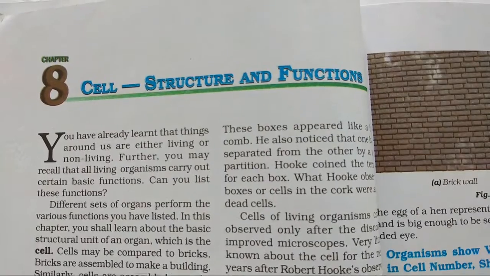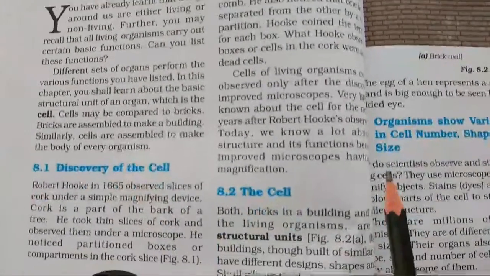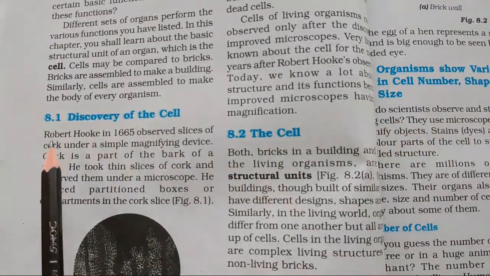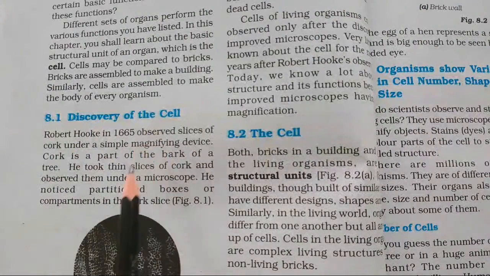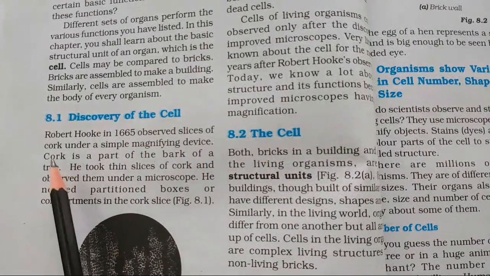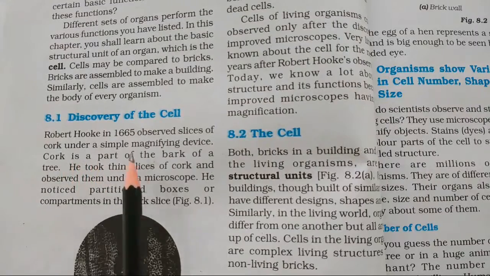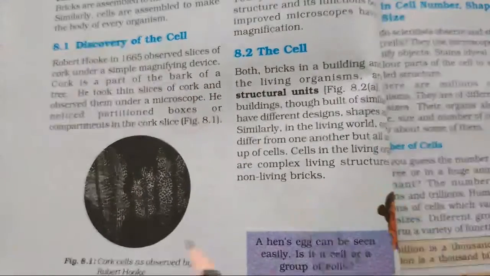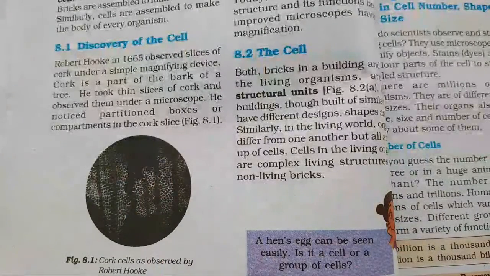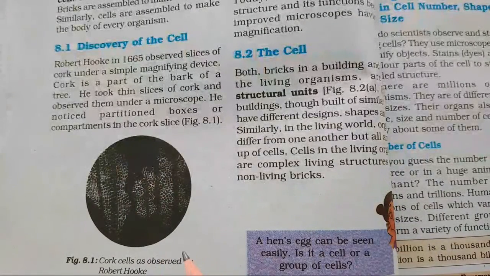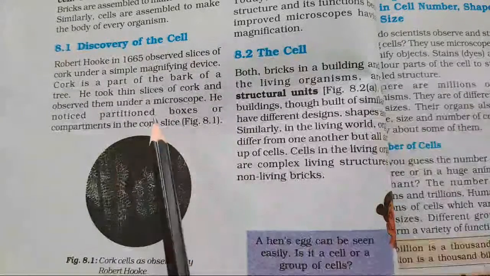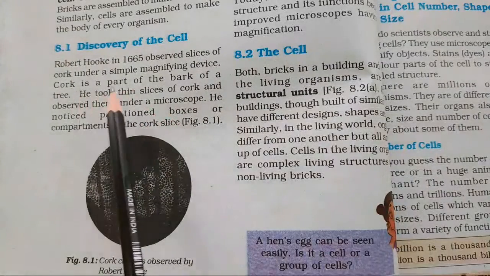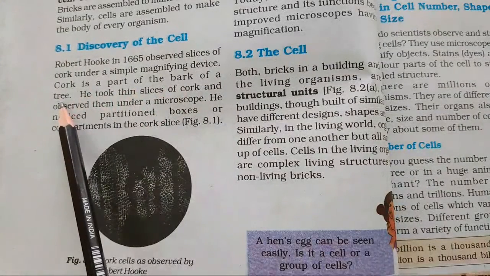function of a cell is. The cell was discovered by Robert Hooke in 1665, where he studied cork under a simple magnifying device. The picture of a cork is shown under a microscope. A cork is something which you have seen under the shuttlecock. There is a round portion which contains a wooden structure, that is a cork. It is a part of the bark of a tree.